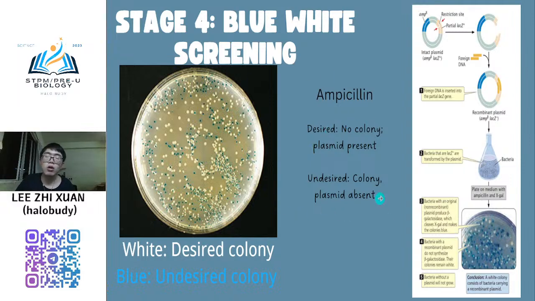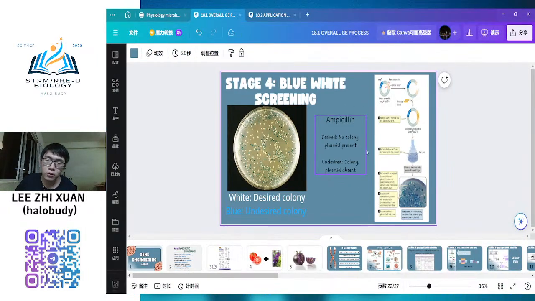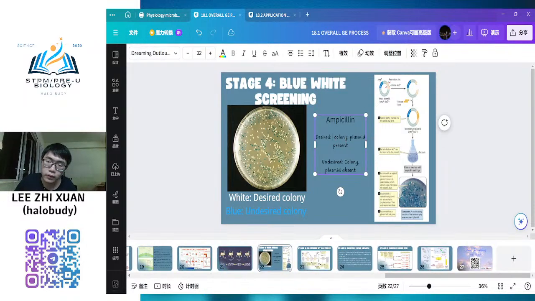So normally it will only give two results, either there is a colony or no colony at all. If you want to have the desired product, there must be a colony. Undesired is no colony.